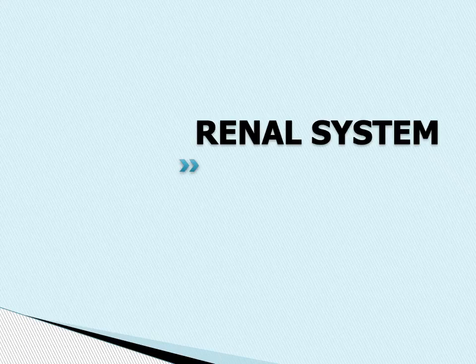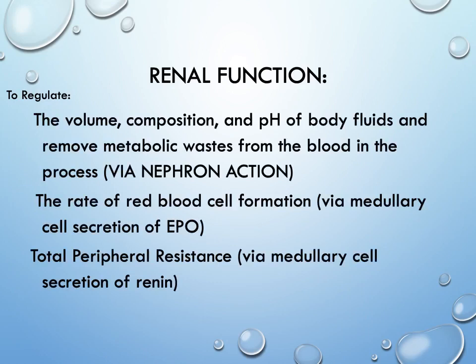So let's take a look at how the renals are going to function now. The renals are going to function to regulate the volume and composition of the fluids of the body. This includes the chemical composition as well as the pH of all the body fluids. It's going to be involved with the removal of metabolic wastes, as well as homeostatic regulation of metabolites.